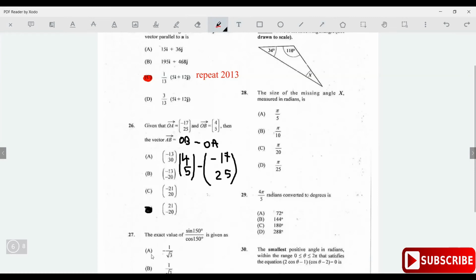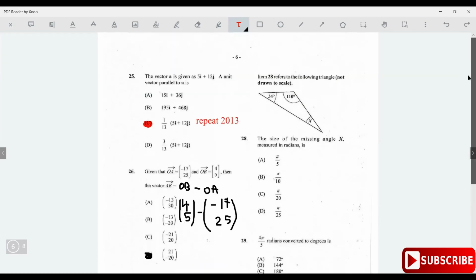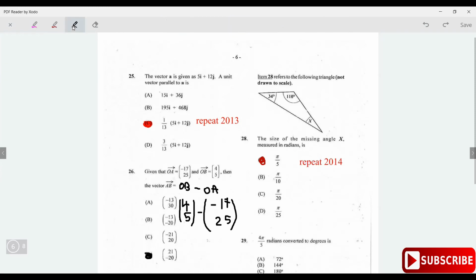This one, we know it's minus 1 over root 3. This is a big repeat question, a repeat of 2015. This one, what is the size of the angle missing? Big repeat, you know it's pi by 5, a repeat of 2014. All right, we know x was 36 degrees, and 36 over 180 is pi by 5. So big, big repeat question. Moving along. 4 pi by 5 converted to degrees is 144. That's another big repeat question.